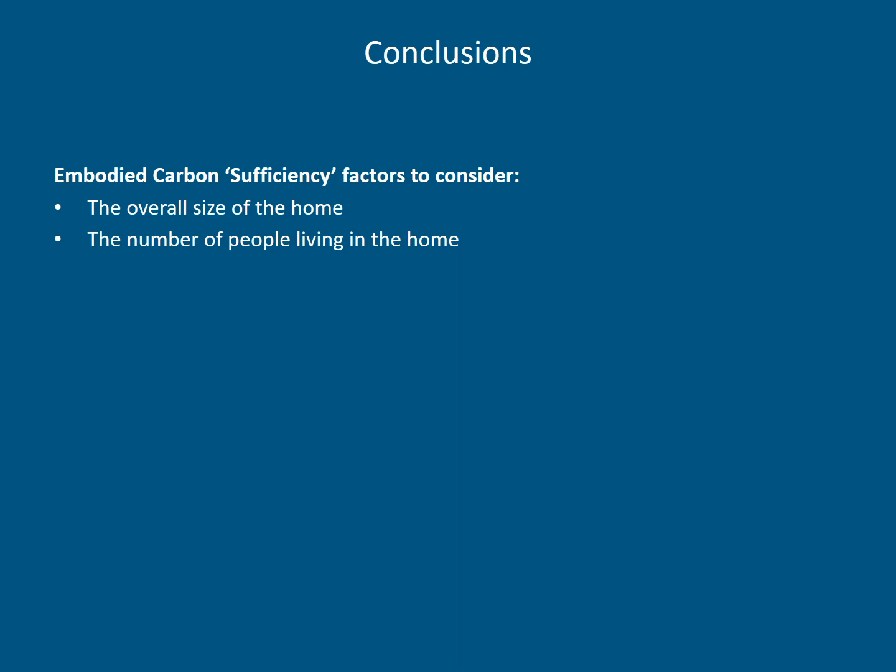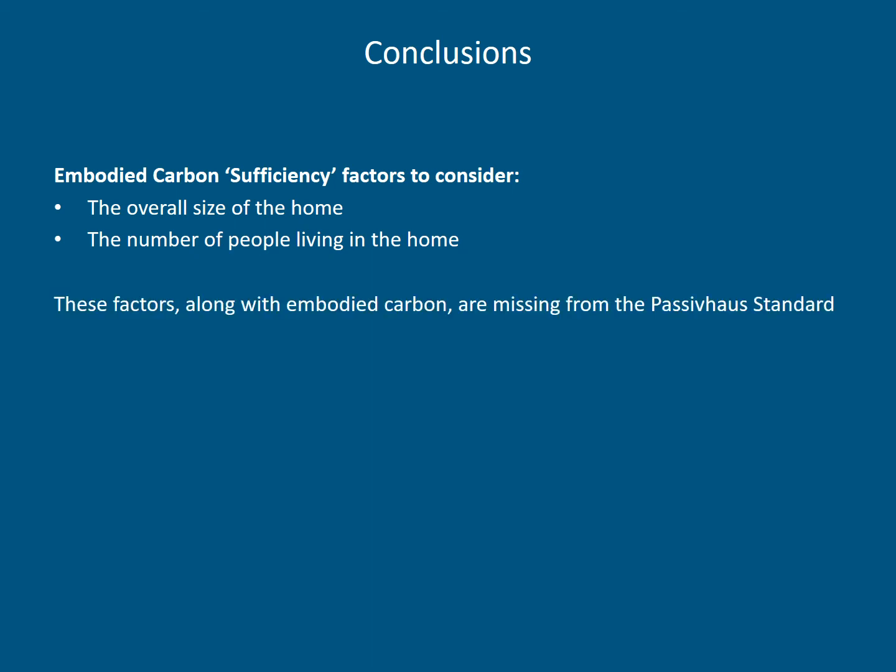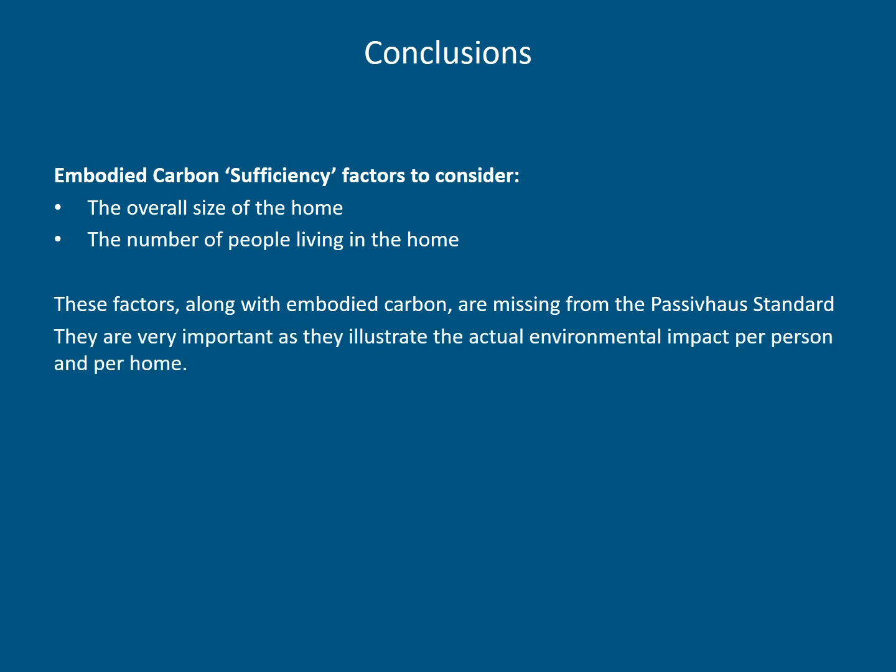We need to understand whether the house is being used sufficiently. In other words, whether the number of people it was designed to be used for is the same as the number of people actually living in it. These factors, along with the embodied carbon, are currently missing from the Passive House standard. They're incredibly important as they illustrate the actual overall environmental impact per person and per home.